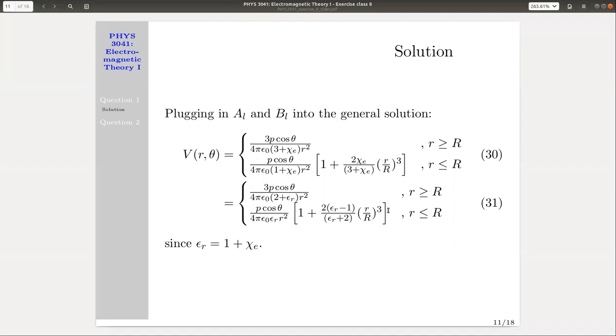But because in the question we are provided epsilon r rather than chi, the last step will of course be to convert chi into the epsilon r that is given in the question. You can just recall that epsilon r, the relative permittivity, is simply equal to 1 plus chi, and you can just substitute chi by epsilon r minus 1, then you should be able to get this final answer.